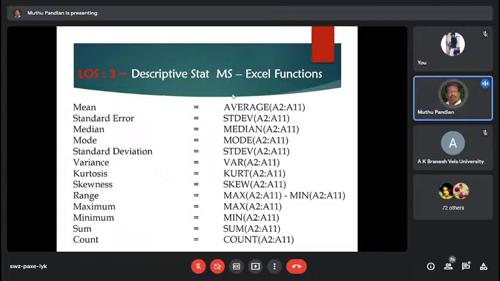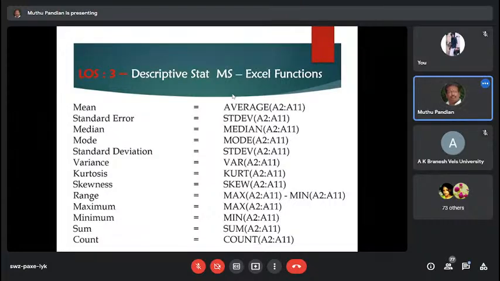So my data set is available in A2 to A11. There are 10 observations, A2 to A11. Based on that condition, you can apply this formula according to where your data is located. For example, if your data is located in a different area, you slightly change the address of the cell within the bracket, according to your data location.